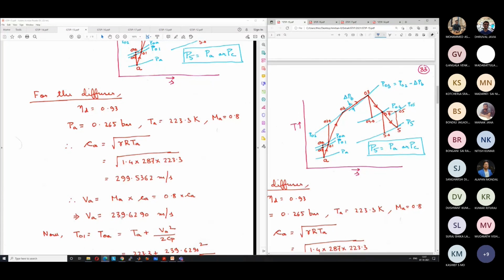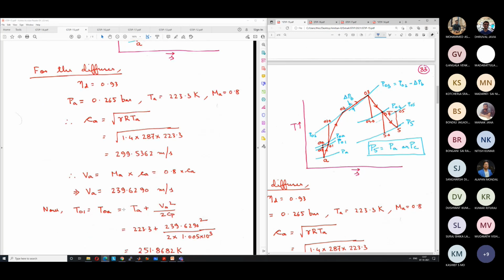Here we are not going to use any formulas. Whatever expressions we have derived, we will go using first principles, step by step. So T01 is equal to T0A, which is equal to TA plus VA square by 2CP. So TA is 223.3.